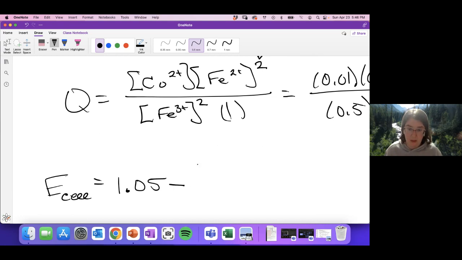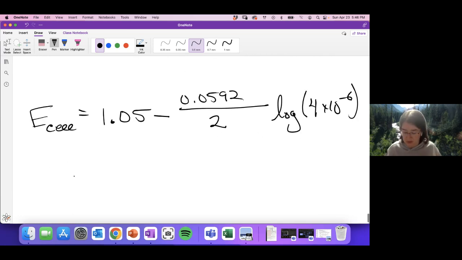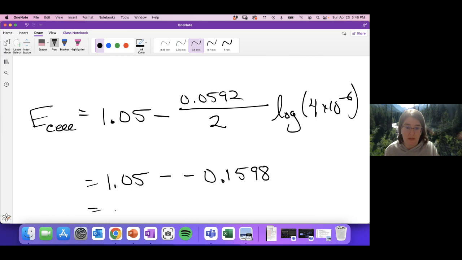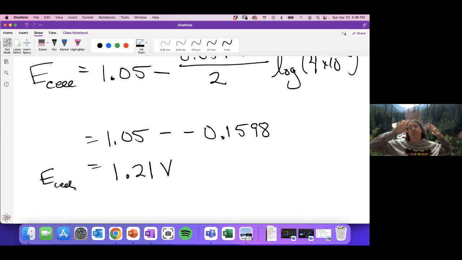1.05 minus 0.0592 divided by N, which is 2, times the log of Q, which we found to be 4 times 10 to the negative 6. It's just math now. This is 1.05 minus negative 0.1598, which means that I add those things together, I get a final voltage of 1.21 volts. Done.